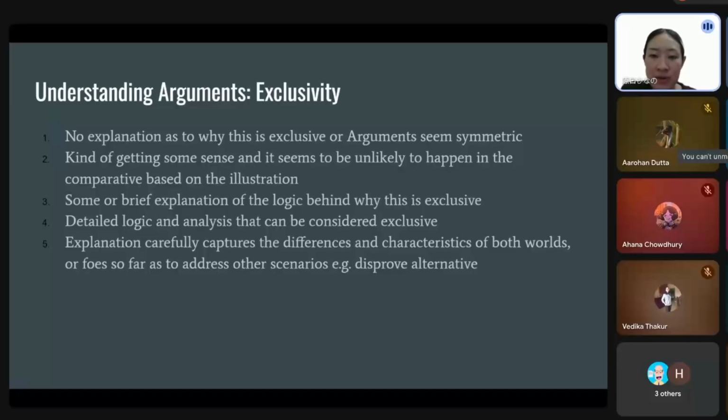So the first level is that detailed logic and analysis that can be considered exclusive. For example, in addition to the second level explanation, in the third level explanation they can additionally argue that in the status quo, fat food is very cheap. And because it is cheap and affordable for now, the incentive control by taxation is effective.